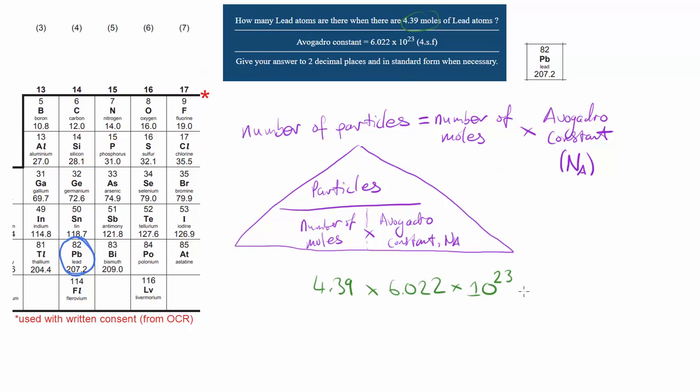I'd invite you to try and work this out on your calculator. If you do that, what you should find is you get 2.643658 times 10 to the power of 24.